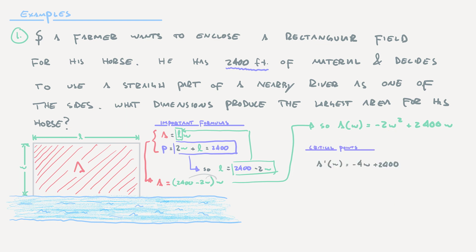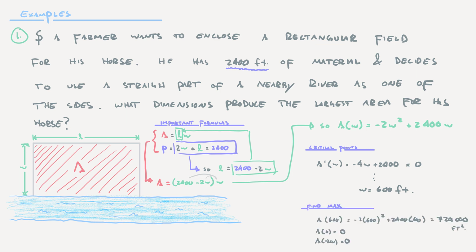Here is where I'm finding my critical points. First derivative is negative 4W plus 2,400. That is just power rule stuff that's happening there. If you set it equal to 0, you just get 600. First you subtract 2,400. You divide both sides by negative 4. You get that the width is 600 feet. And that is actually going to be what our maximum is.